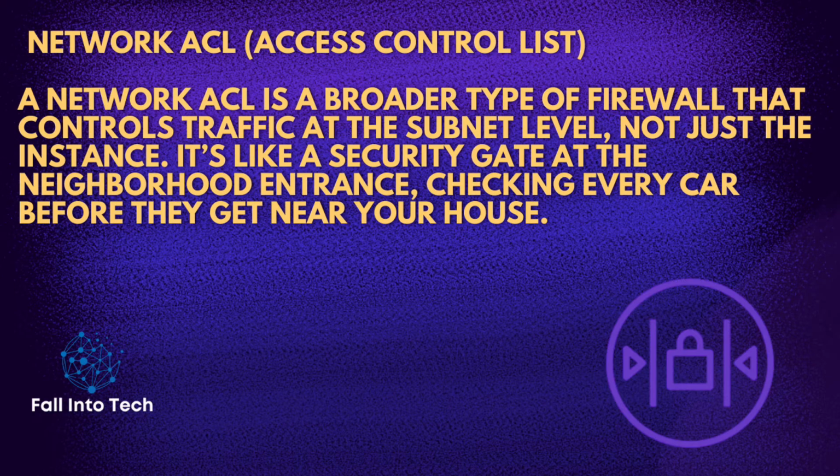And now we have network ACL. ACL means access control list. So a network ACL is a border type of firewall that controls traffic at the subnet level, not just the instance, but at the subnet level. So it's like a security gate at the neighborhood entrance, checking every car before they get near your house.